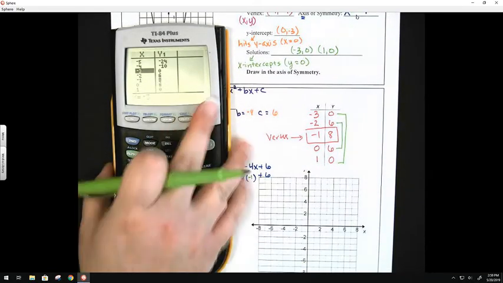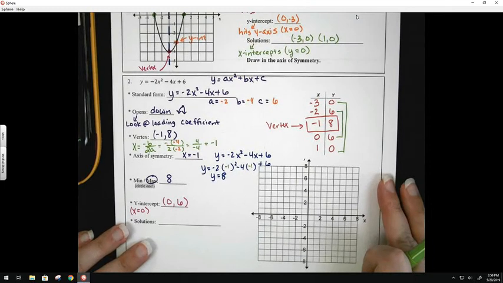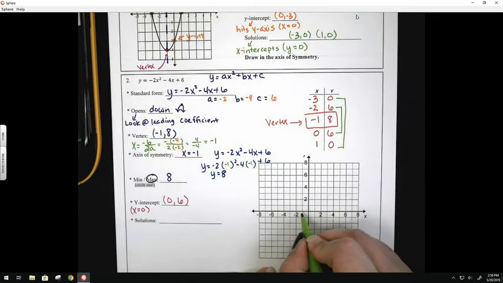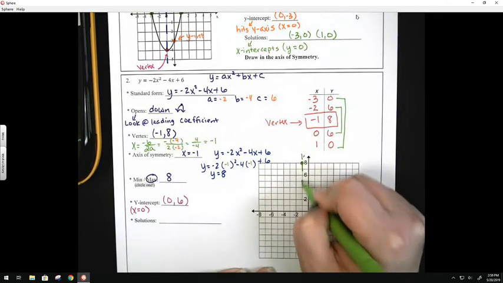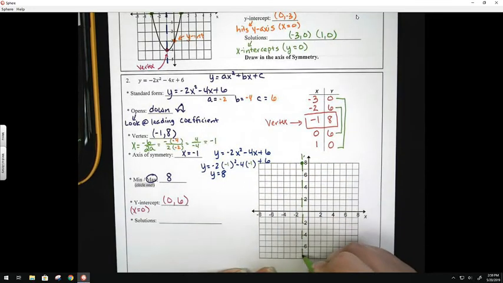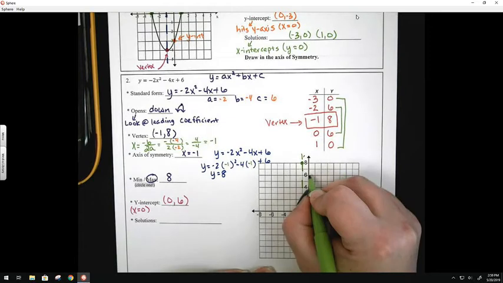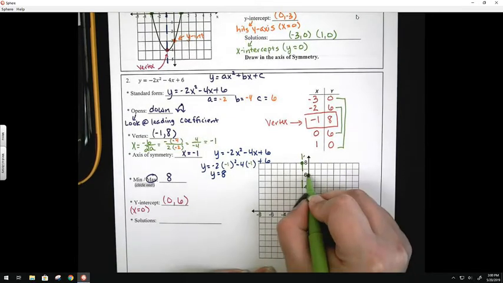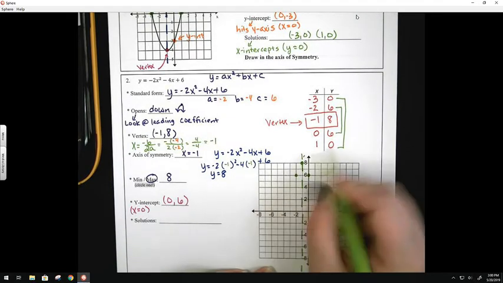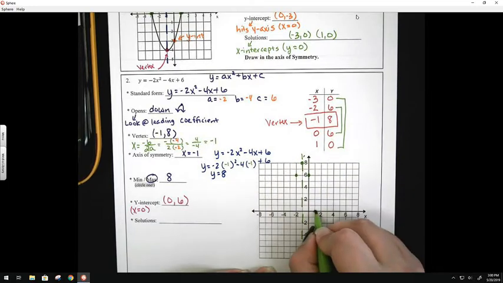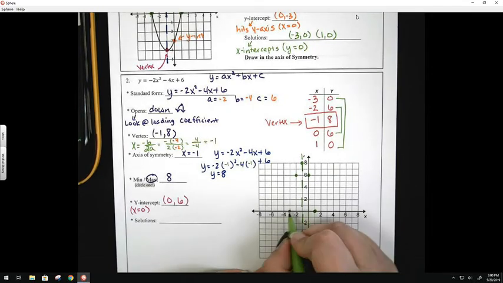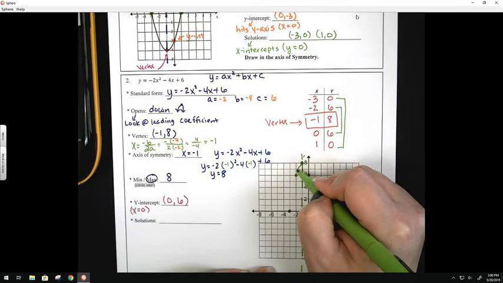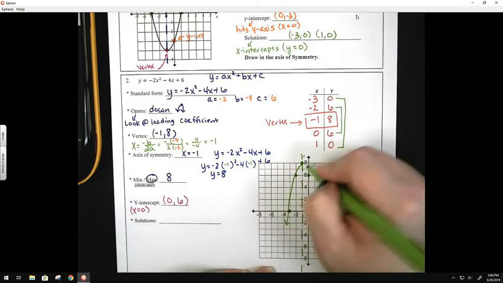Okay? Now we're going to plot our points. So -1, 8 is right here. And I'm going to also draw my axis of symmetry. Remember, that's the dotted line. And then I'm going to plot the point 0, 6, and reflect it over the axis of symmetry. I'm going to plot the point 1, 0, and reflect it over. Since I'm 2 spots away from my axis of symmetry, I'm going to go 2 spots on the other side, which means my graph looks like this.